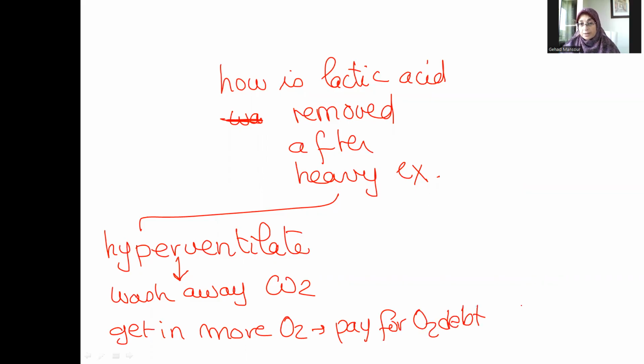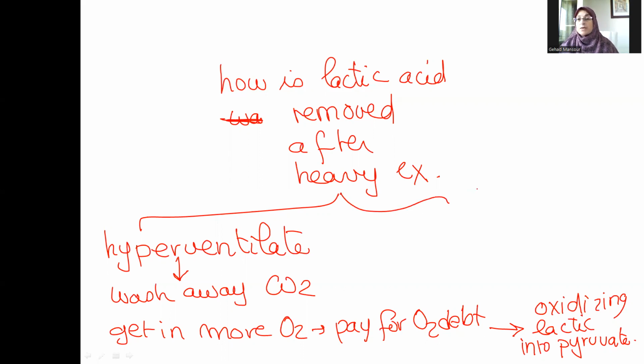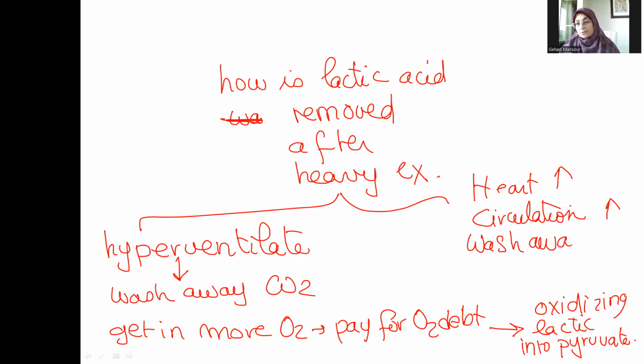How are you going to pay for this oxygen debt? You are going to pay for this oxygen debt by oxidizing the accumulated lactic acid into pyruvate again. And what are we going to do with that pyruvic acid? Use it in the Krebs cycle, as there is availability of oxygen now. The second thing is that your heart increases in rate, and the circulation and the blood flow to the tissues increases, and therefore you can wash away lactic acid.